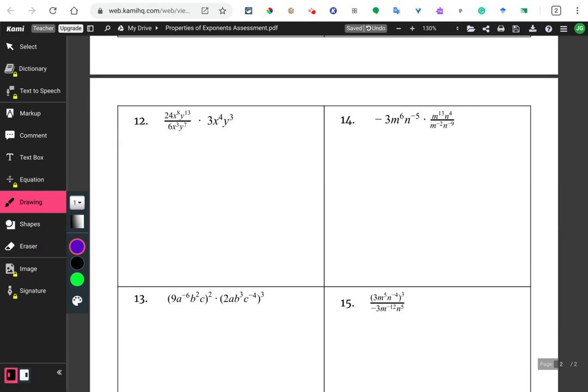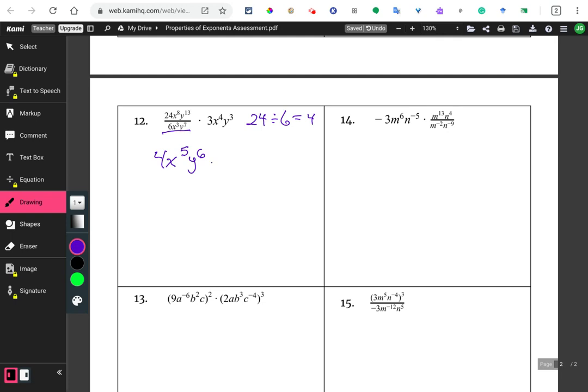Okay. All right. So for this one, we're going to do this part of the problem first because we have some division here. So what's 24 divided by 6? That equals 4. Okay, so we're going to have 4. Okay, we're going to have 8 minus, we got to do 8 minus 3 for the x's. So 8 minus 3 is 5. Okay, y to the 13th minus y to the 7th. So 13 minus 7, y to the 6th.